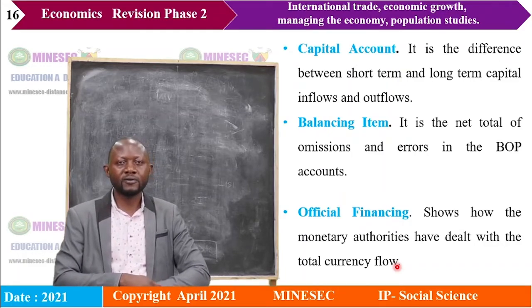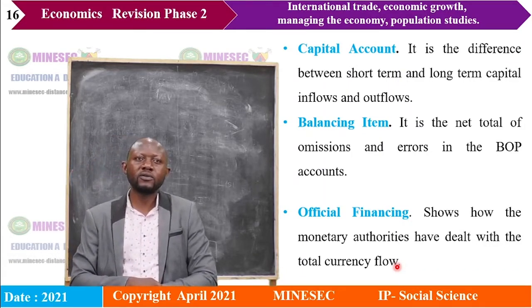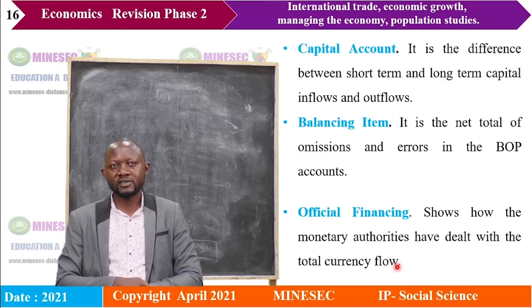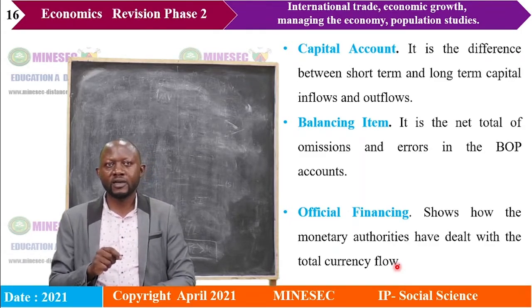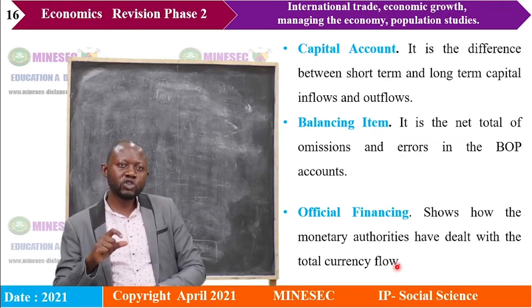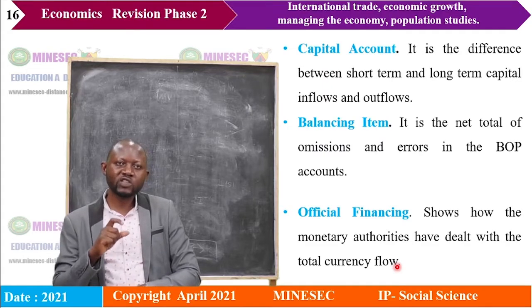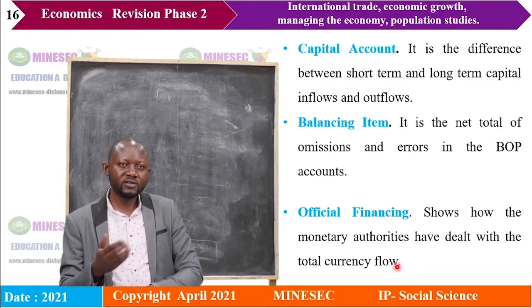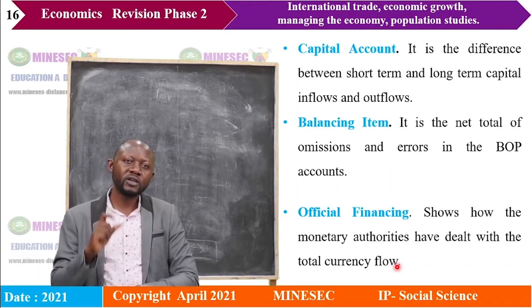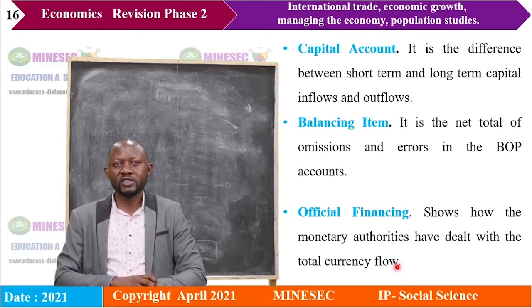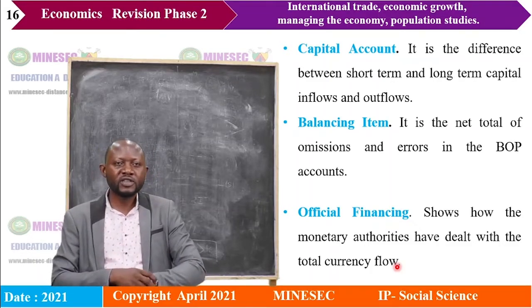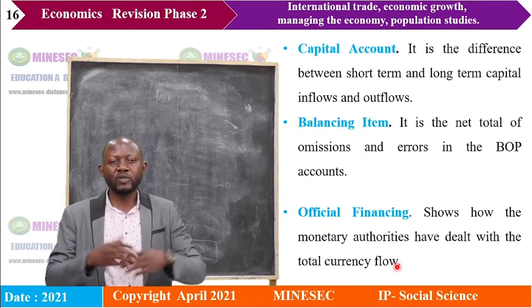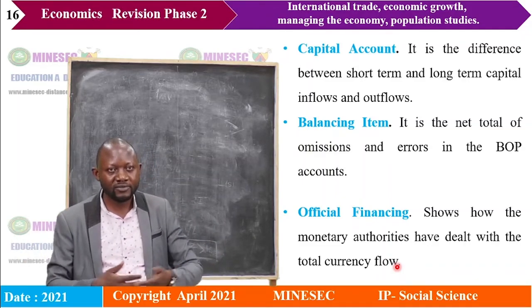Let's go to the official financing account. This is an account that shows how the monetary authorities have dealt with the total currency flow. The total currency flow, which I earlier said is the combination of the current account, capital account, and the balance item, shows the actual balance of payment situation. When it is positive, it represents a surplus BOP. When it's negative, it shows a balance of payment deficit. And when it's zero, it means it's at equilibrium. So when it's negative or positive, the official financing account has to come in. When it's negative, meaning that it's a deficit, they have to finance the deficit, probably by borrowing from other countries, probably by running down their foreign reserves, and so forth.